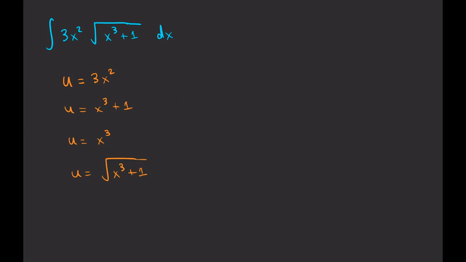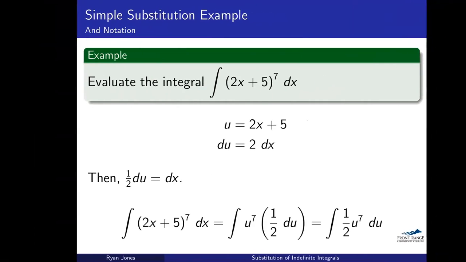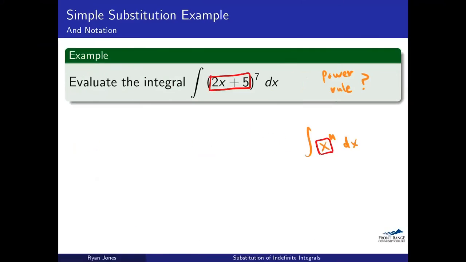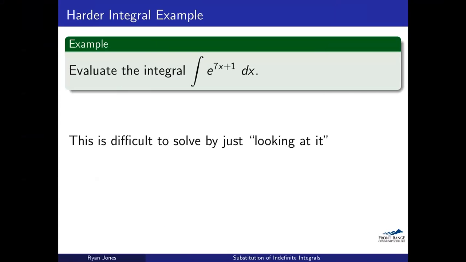What is a general guideline for picking u? A lot of times it's something that's all paired together and maybe inside a power or something like that. For example, on this past example, we had the 2x plus 5 that was all being raised to the 7th, so I replaced u with that. Going back even further to here, I noticed the 7x plus 1 is all in the exponent, so I might make all of that be u.